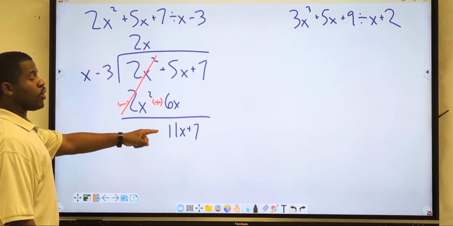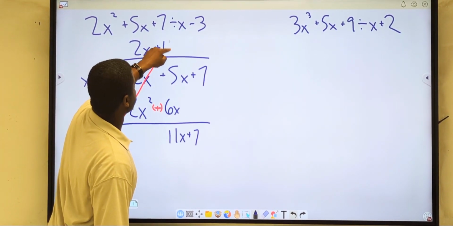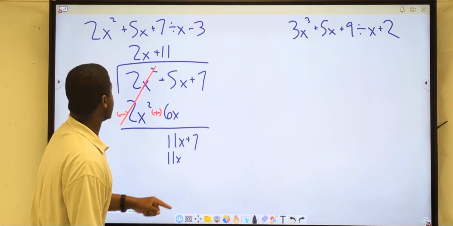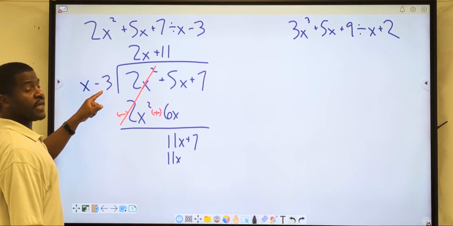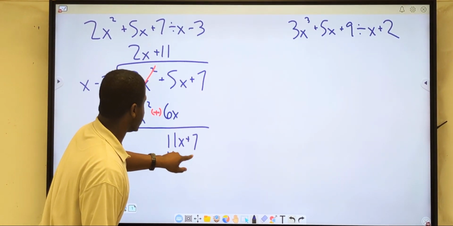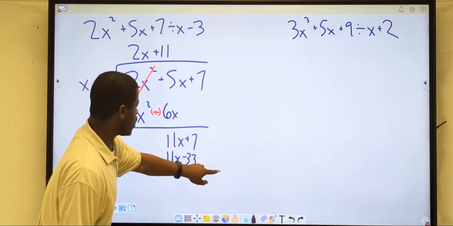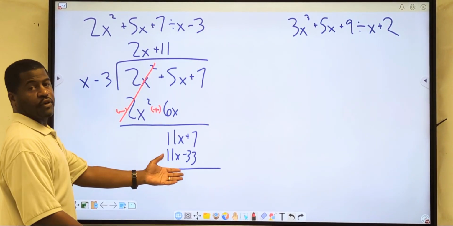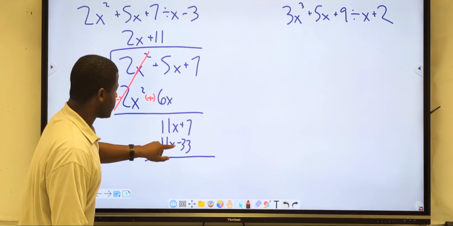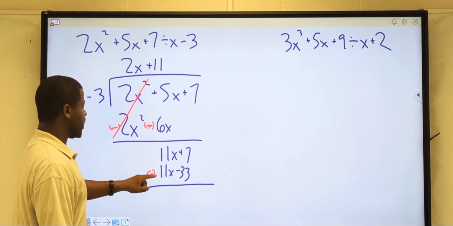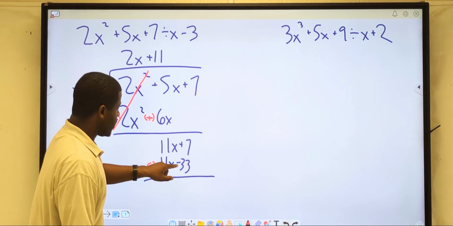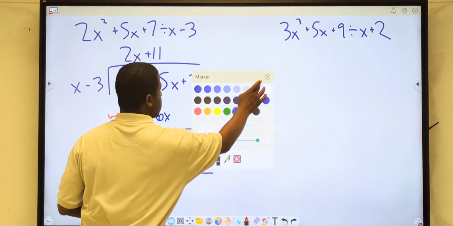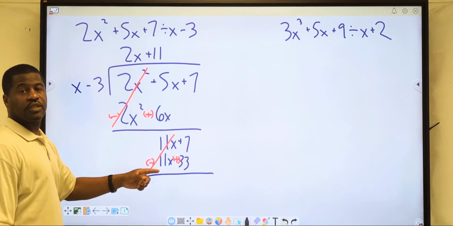Now, x will go into 11x 11 times. 11 times x is 11x. 11x times a negative 3 will give us negative 33. Once again, we draw the line. And I'm putting this in red so it'll stand out. Every time we draw the line, we change the sign. So that's going to make this positive 11x into a negative, and it's going to make this negative 33 into a positive.